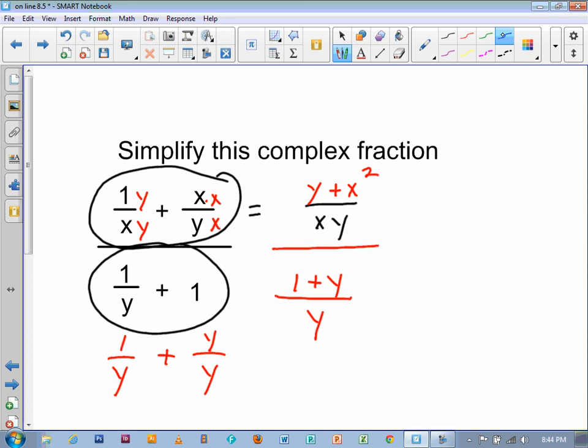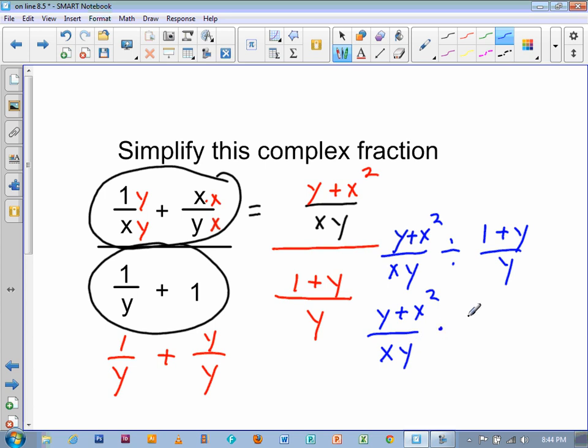Now we're going to rewrite this complex fraction into a simpler form. We're going to take y plus x squared over xy, which is just the numerator, and with the main fraction bar, we should know that means division. We're just going to divide that by 1 plus y over y. Now, division, as you learned in 8.4, is nothing more than a multiplication problem. We multiply by the reciprocal, so we have xy times y over 1 plus y. I just flipped the second fraction upside down.